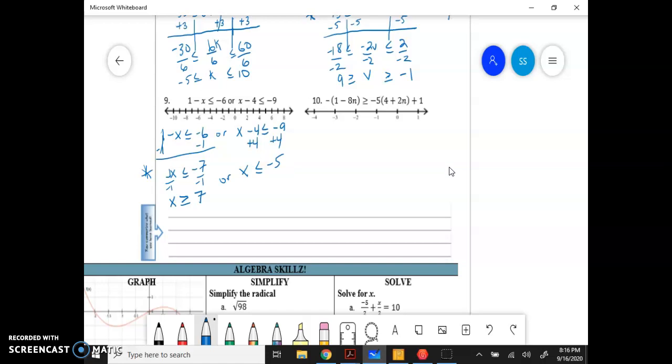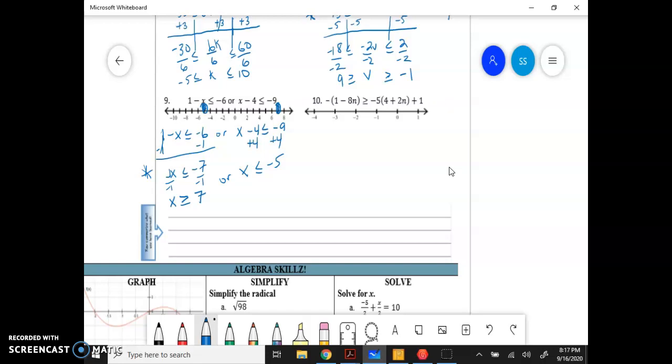Okay, so this one we got just two inequalities we're going to plot on the same line. So I'm going to circle 7. I'm going to circle -5. Determine if they're open or closed. Lines under both, so we're going to go ahead and close them both. And now we draw our lines.